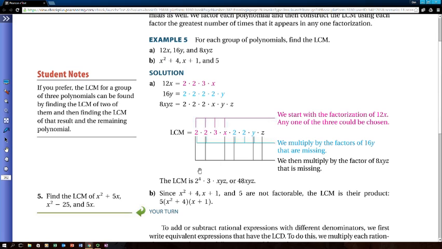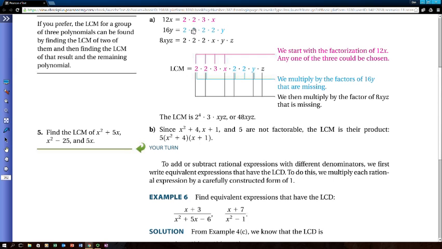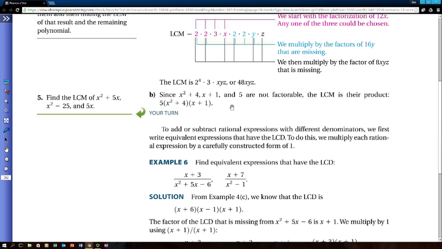8xyz is this black line. Well, we have a 2, 2, there's no 3, there's an x, and there's another 2, and no other 2's, but there is a y, and there's a z. If I sort this out this way, my LCM for all three of these is this multiplied out, or 48xyz.